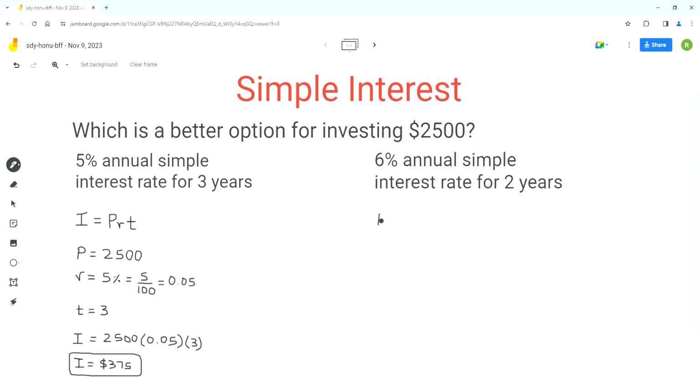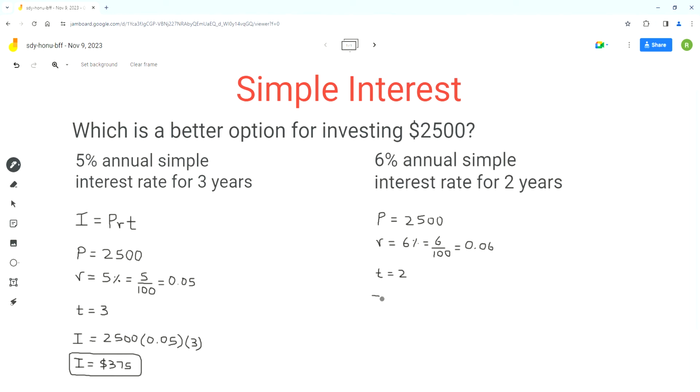The P value is the same, since it's the same amount of money being invested. So P equals 2,500. R represents the annual interest rate, which is 6%, and we have to convert it to decimal form by dividing it by 100, and we get 0.06. T represents the time period in years, and that's 2.